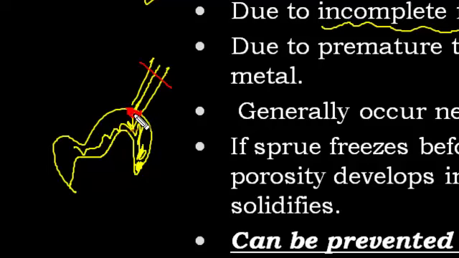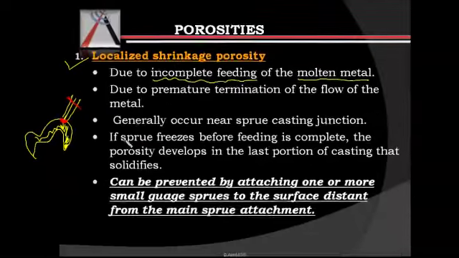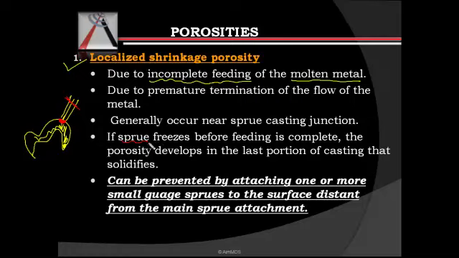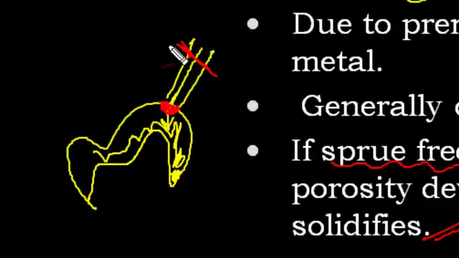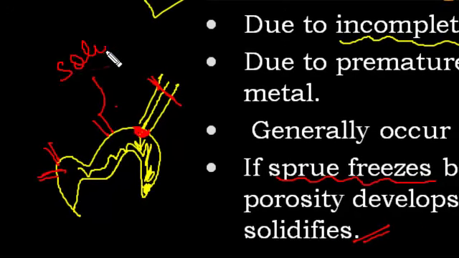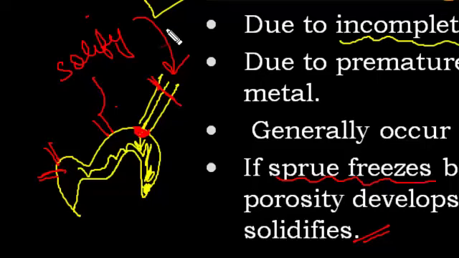This is the area wherein very commonly the localized shrinkage porosity is seen. Now the basic reason is cutting down of this flow, and this could be because of the freezing of the sprue. So if the sprue freezes before the feeding is complete, porosity develops in the last portion of the casting that solidifies. Now this freezing of the sprue can be prevented by attaching some extra small sprues in the other areas of the casting. These smaller gauge sprues will solidify before the main sprue, and they will prevent the solidification of the main sprue. So that is how we can prevent the solidification of the sprue, and thus we can prevent the localized shrinkage porosities.